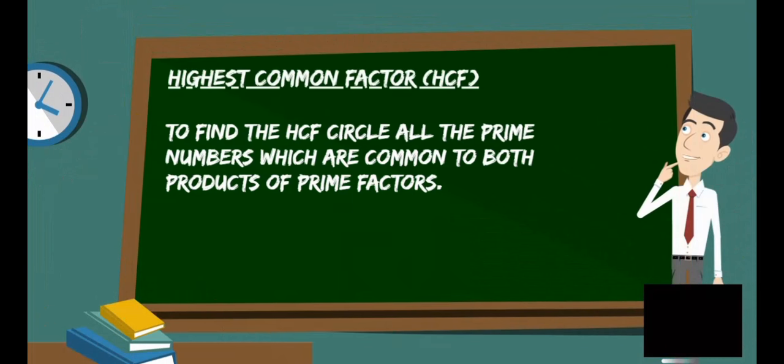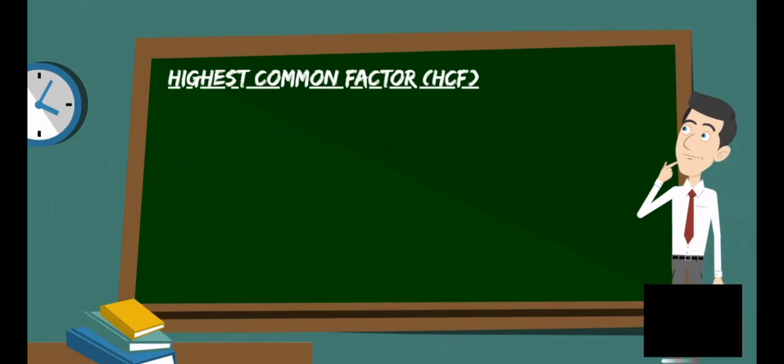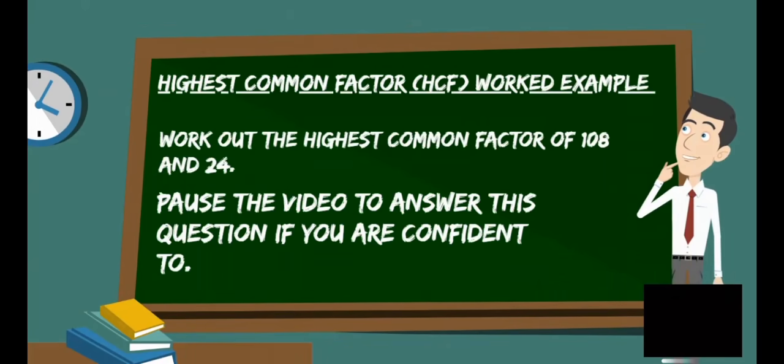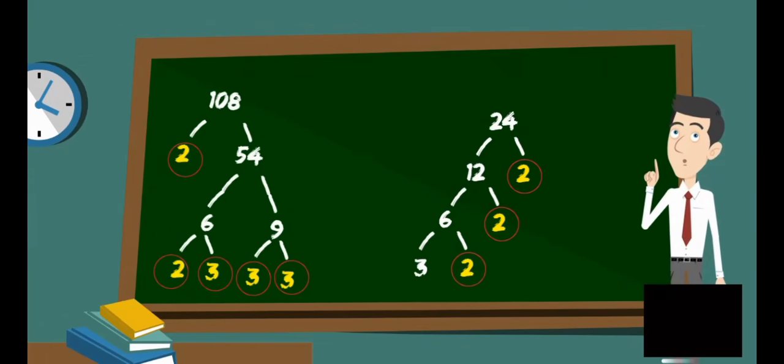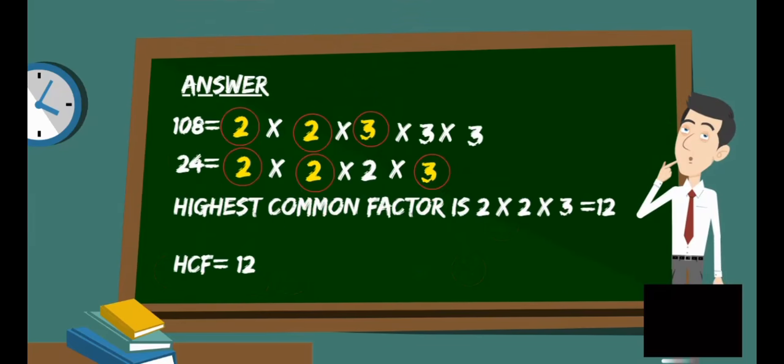To find the HCF, circle all the prime numbers which are common to both products of prime factors. Work out the highest common factor of 108 and 24. Pause the video to answer the question if you're confident to. The highest common factor is 12.